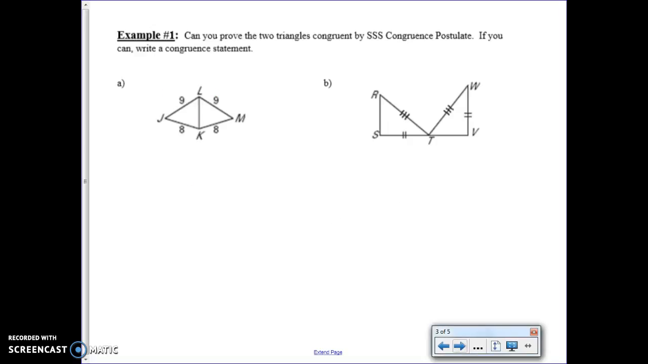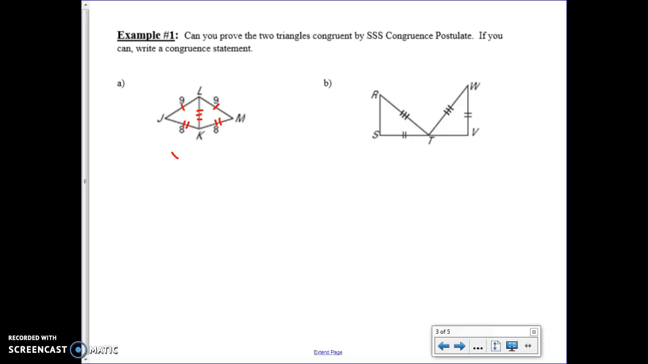Okay, so can you prove that these two triangles are congruent by the side congruence postulate? If you can, write a congruent statement. So looking at this first picture, I noticed that these two both have 9s, so I'm going to put a single tick there. And then I noticed that these two both have 8s, so I'm putting a double tick there. Those match. They're the same length, so they're congruent to each other. Then I see a line LK. Think back to our reflexive property. It tells us that it's going to be congruent to itself. So LK is congruent to LK, which means that matches up. I have 3 sides marked.